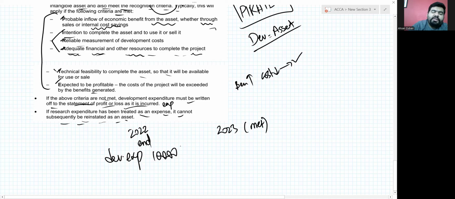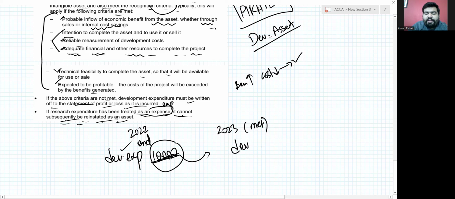Now you can't say that this expense must also be classified as an asset. Why? Because it was already written off as an expense in the last year. It is gone now. So if the research expenditure has been treated as an expense, it cannot subsequently be reinstated as an asset. If in 2023 the criteria are met and you now know that development should be written as an asset, you can't reinstate the expense that has already been recorded. That was the important theoretical point.